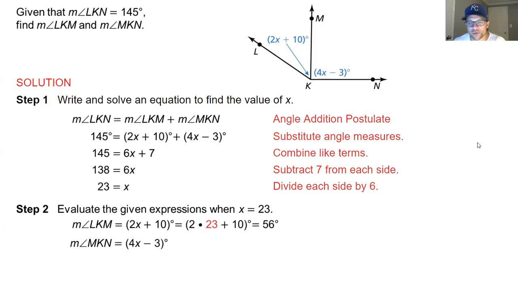Then we're going to do the exact same thing with our MKN. We know that it's 4x minus 3, but since we found our x to be 23, we're going to substitute the 23 into the x. Again, following your PEMDAS and multiplying first, then subtracting will give you a total of 89 degrees. One way to check this is to make sure that if these two angles are added together, they must equal your 145, which is the total that you originally added it to.